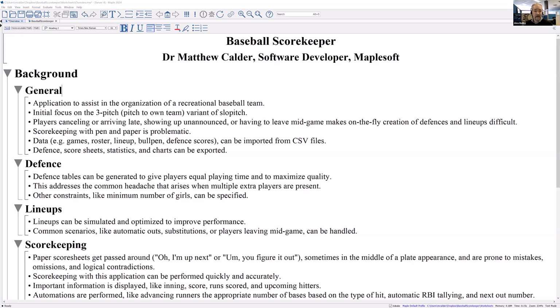He's an employee with MapleSoft, and he'll be covering a Maple baseball scorekeeping application to generate defenses, optimize lineups, keep score, generate score sheets, and compute and display statistics. Matt, I think you have your screen up right now. Do you want to take it away? Sure, thanks, Alex. So I'm going to demo and talk about an application I wrote in Maple to do scorekeeping.